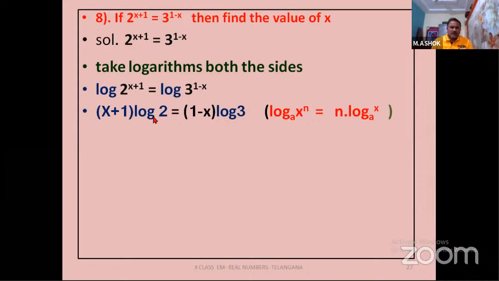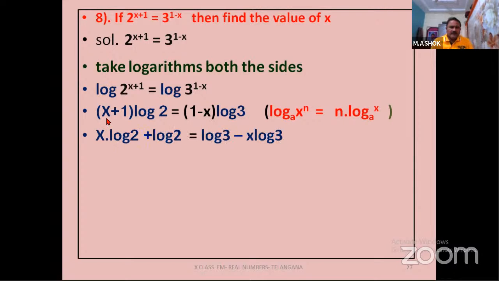Okay. x plus 1 into log 2, 1 minus x into log 3. So multiply log 2 inside and log 3 inside. Now that is x log 2 plus 1 into log 2, that is log 2, equal to 1 into log 3 minus x log 3. Here you need to find the value of x, so take the x terms to one side. Here there is x and here there is x. So bring x log 3 to the left side.